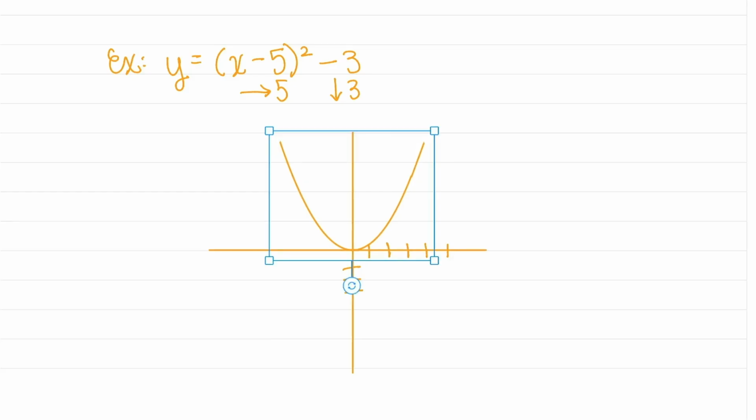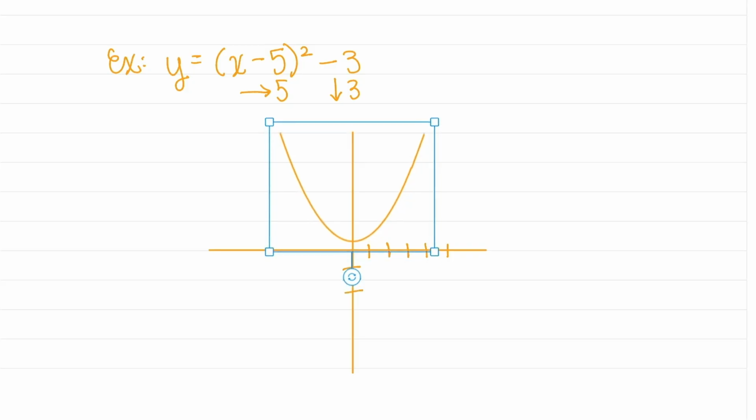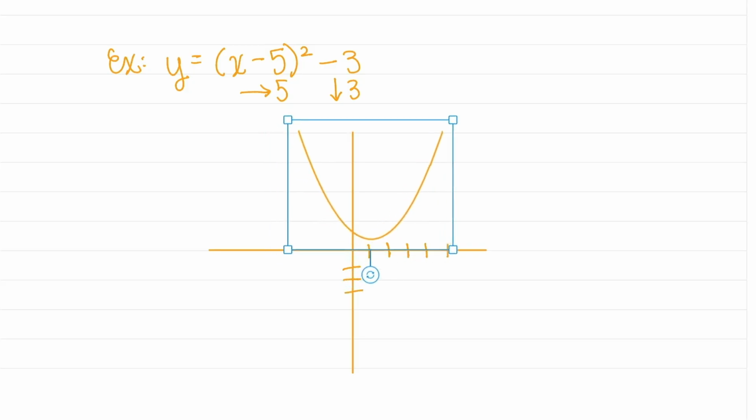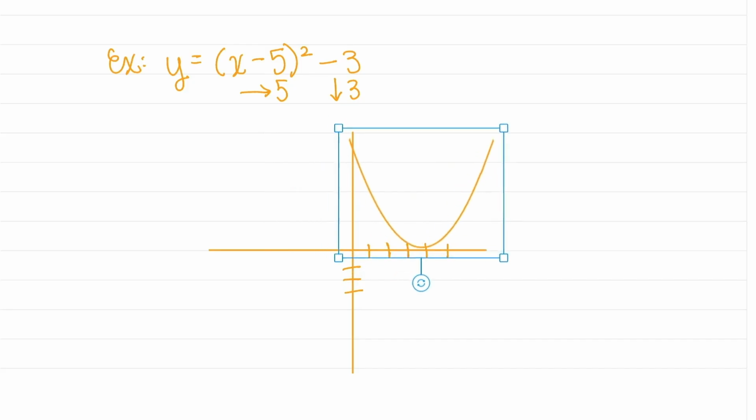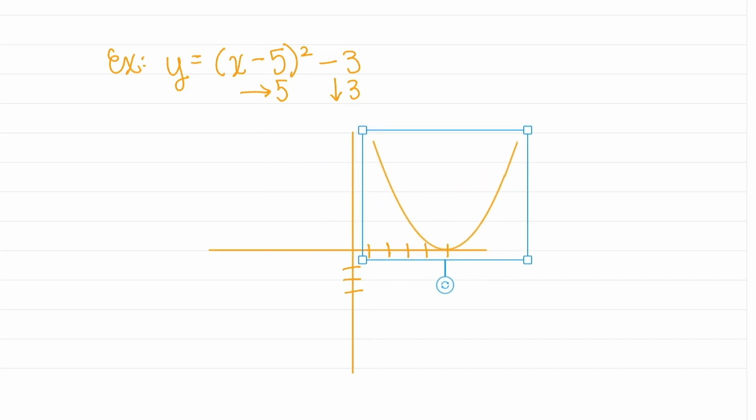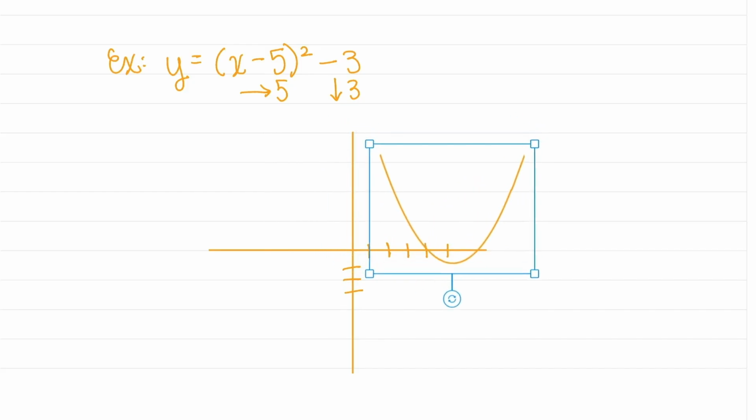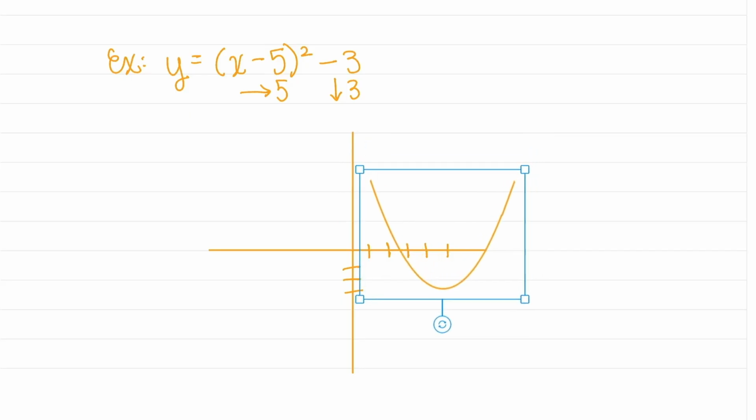So let's use our vertex as kind of the anchor point to determine how far we're going to go. 1, 2, 3, 4, 5. And then from there, we're going to go down 3. 1, 2, 3. So now our shifted graph will look like this.